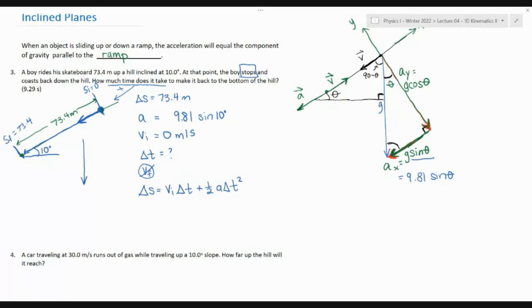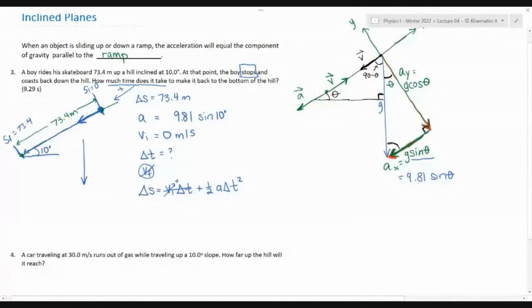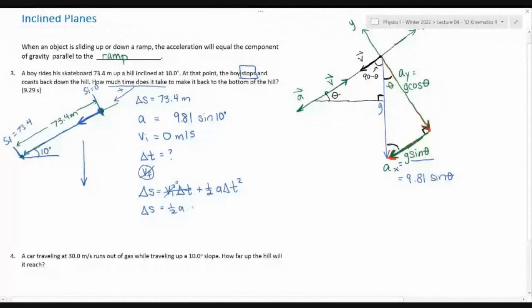Perfect. Thank you. Okay, so now we have our kinematic equation. I chose the first one again because that's the one that doesn't have V final in it. Notice that I already brought my V initial and my S initial to the other side of the equal sign, making the equation delta S equals V initial delta T plus 1/2 A delta T squared. And we're solving for delta T, but our V initial is 0. So again, since V initial is 0, this whole term becomes 0 and it's gone. So we're left with just delta S equals 1/2 A delta T squared.